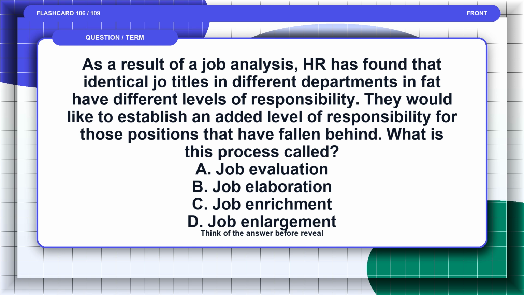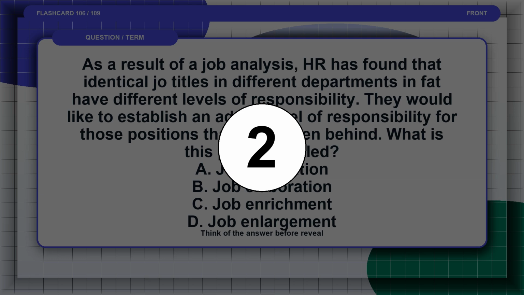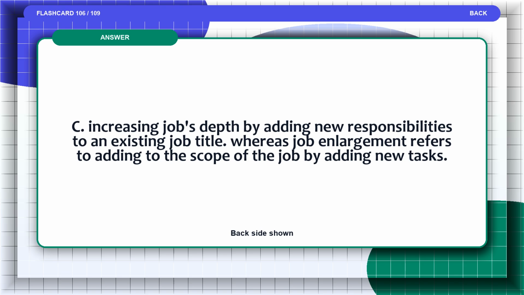A. Job evaluation, B. Job elaboration, C. Job enrichment, D. Job enlargement. Pause and think of the answer before the reveal. The answer is C, increasing a job's depth by adding new responsibilities to an existing job title, whereas job enlargement refers to adding to the scope of the job by adding new tasks.